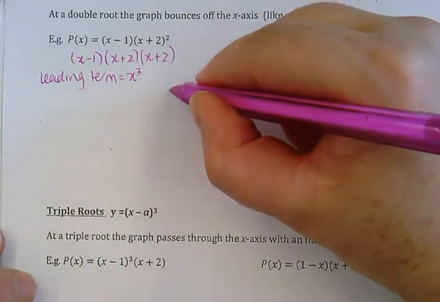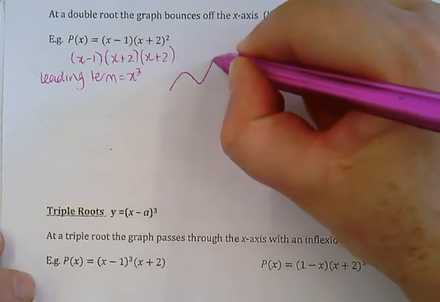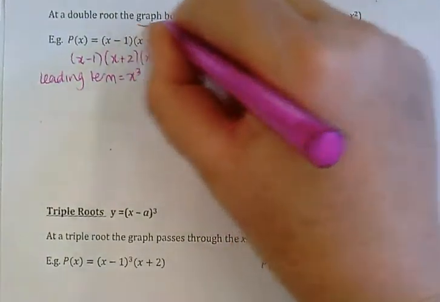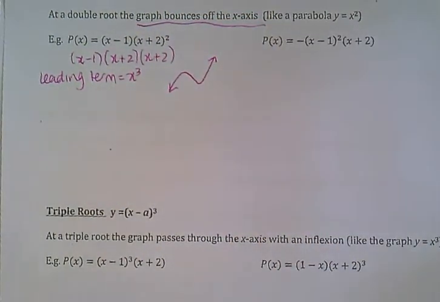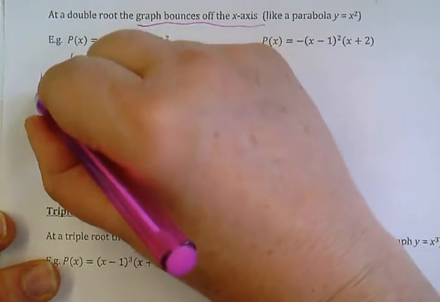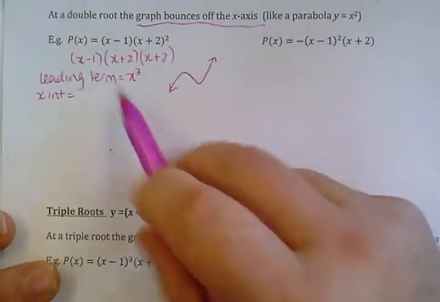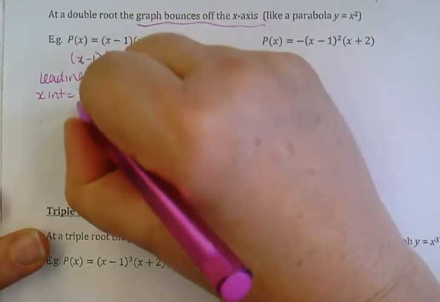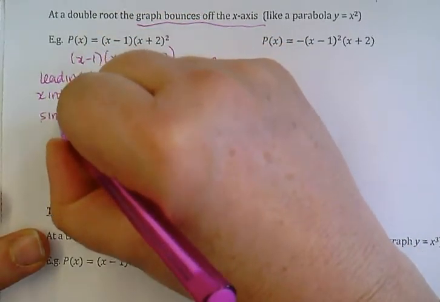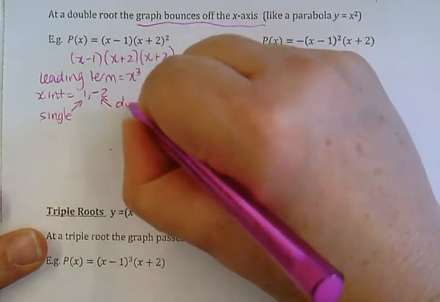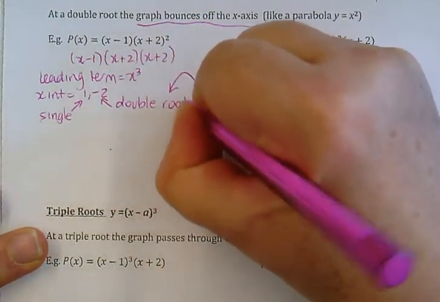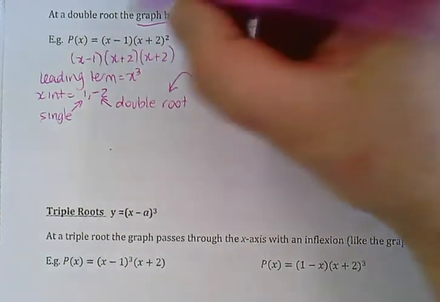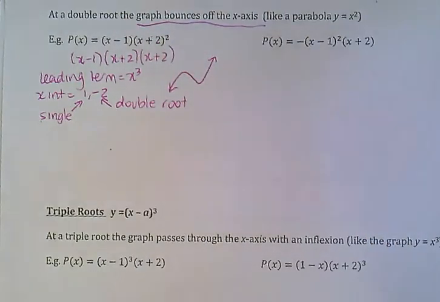But instead of going like this, it does go like this, but where you've got the double root, the graph bounces off the x-axis like a parabola. So where are our x-intercepts? 1 and negative 2. We have a single root at 1, but we have what's called a double root at negative 2. Do you know why it's a double root? Because it's x plus 2 squared. So there's a single root at 1.